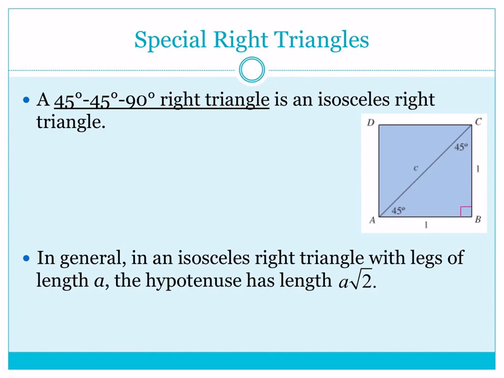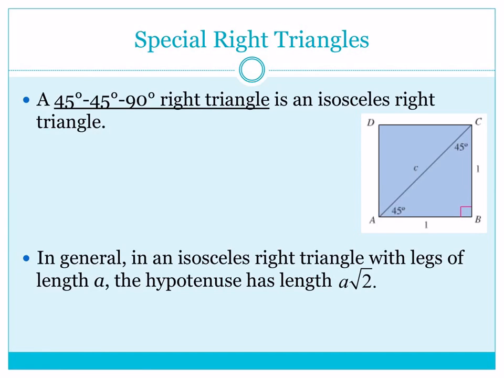We have some special right triangles, 2 of them in fact. One's called a 45-45-90 right triangle. It is an isosceles right triangle as well. So if you take a look at your diagram, looking at it this way, it can be thought of as half of a square. In general, it's a right triangle with legs of a. It has a hypotenuse of a square root 2.